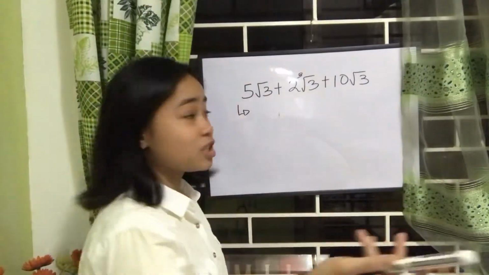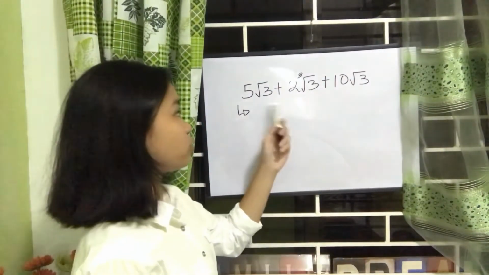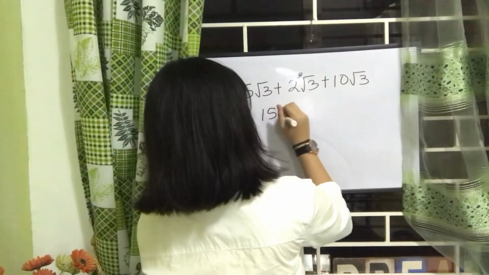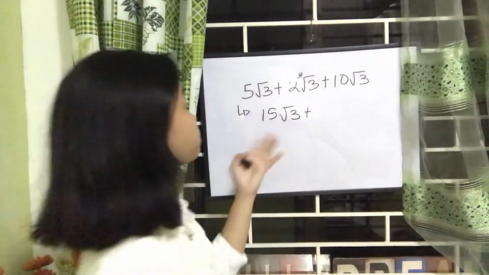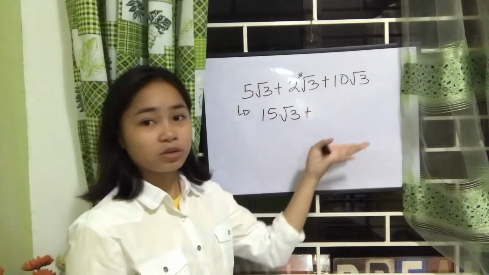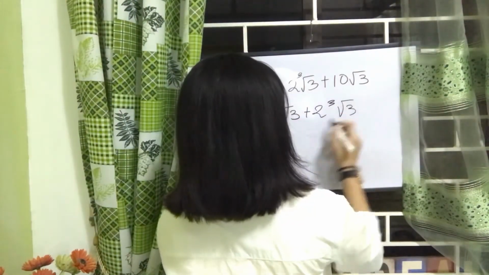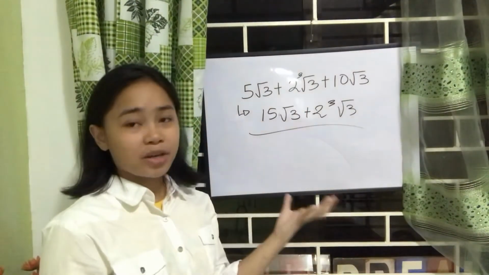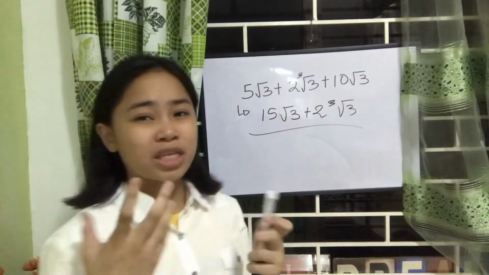So to get the answer of this one, all you need to do is add the two numbers that are similar, which is 5 with the square root of 3 and 10 with the square root of 3. That will be 15 with the square root of 3 plus, because the sign is positive, and then you will just get this one, the one with the different index, and just add it to the answer. That will be 2 with the cube root of 3. And that will be your answer. And why again is that your answer? Because it satisfies the rules of adding and subtracting radical expressions, which is same index and same radicand.